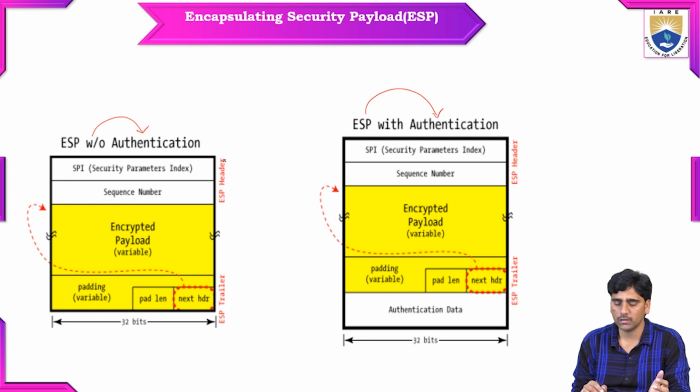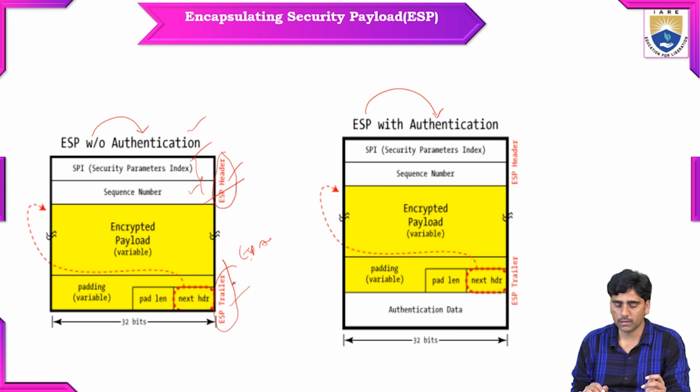So we already said what ESP contains: ESP header and ESP trailer along with the ESP authentication. Here, this is ESP without authentication, so it has only two parts: one is the ESP header and the second is the ESP trailer. The ESP header contains two fields: the security parameters index field and the sequence number field.